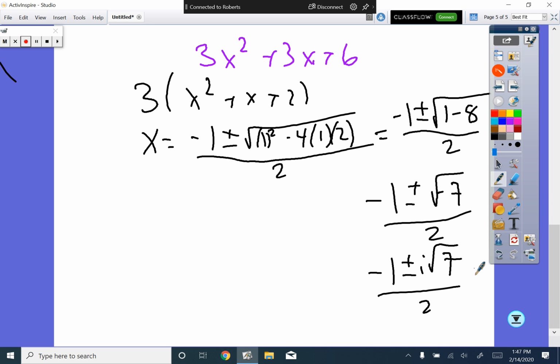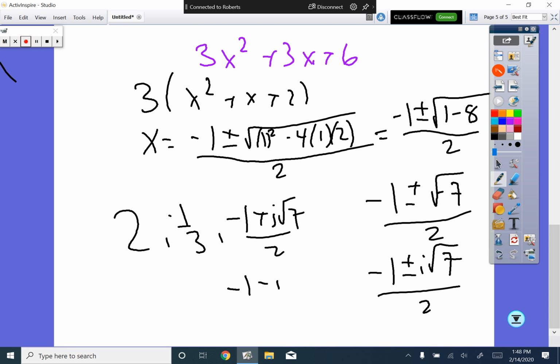So who are my zeros? I should be having 4 of them. Who was my first 0 that we found? 2 was. Who was the next one? Negative a third, right? And then -1 plus i root 7 over 2. And -1 minus i root 7 over 2. There's our 4.